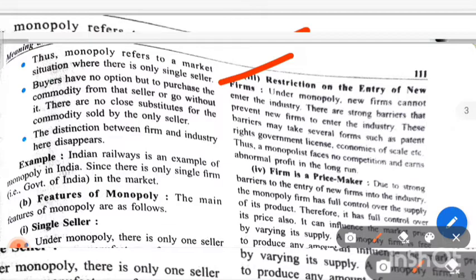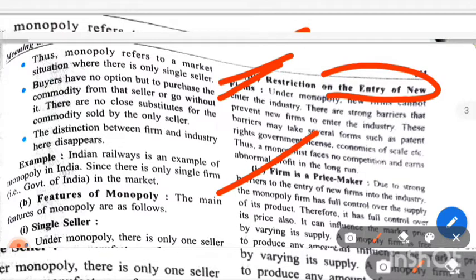Electricity, as we are taking the example of electricity, they will not allow any other private company to make electricity, because if any other private company starts producing electricity for the state, for UP, what will people do? People will have an option and they will switch over to private companies. So they will not allow any other firm to enter the market.